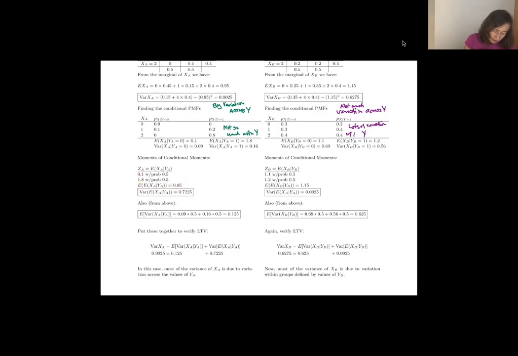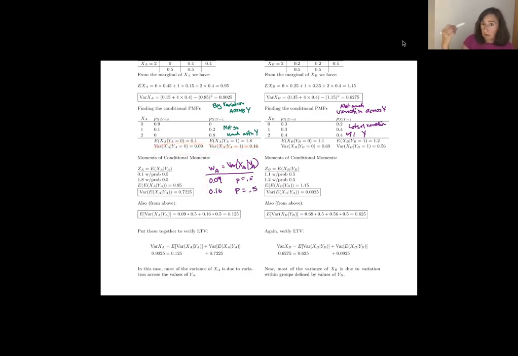We can also do the same thing for the variance. If you wanted to, you could say let W_A equal the variance of X_A conditional on Y_A here. And what that means is that W_A would take value 0.9 with probability 0.5, and 0.16 with probability 0.5. So I'm just doing the same thing here with the variances.